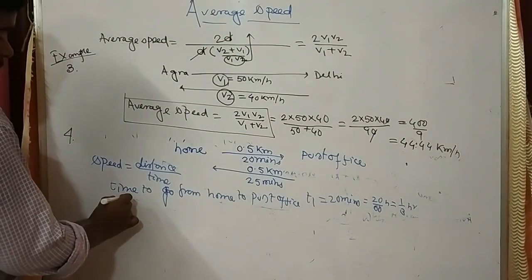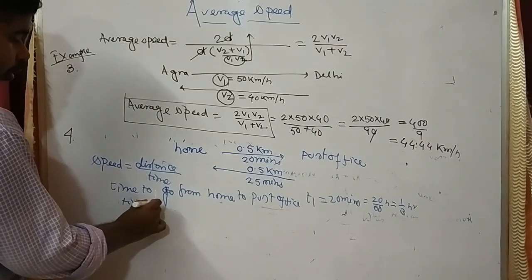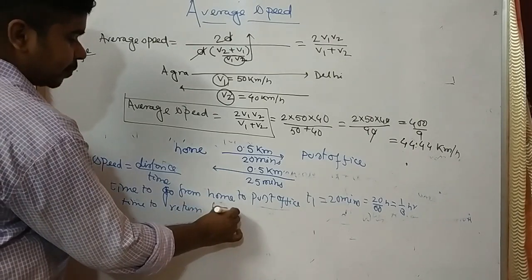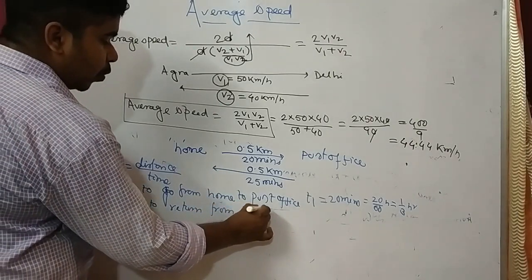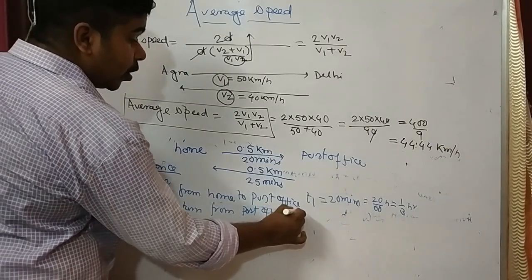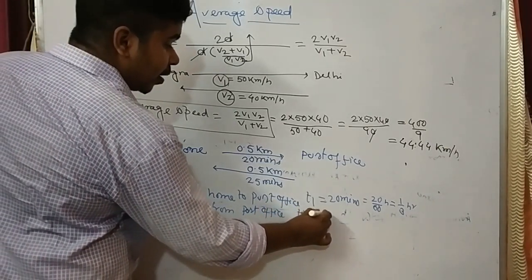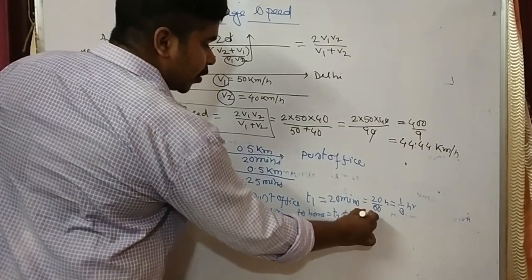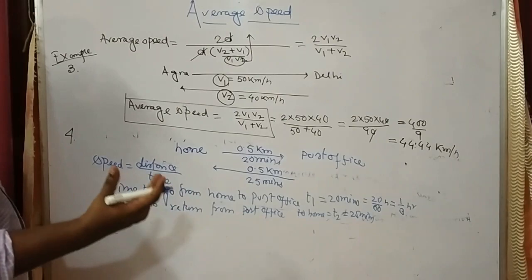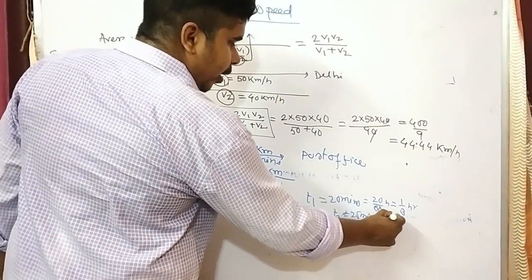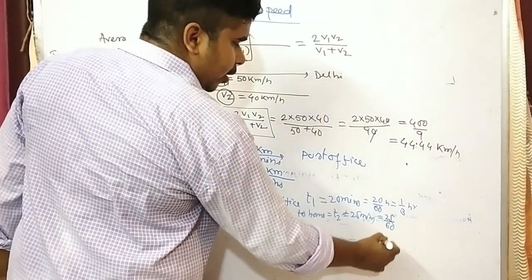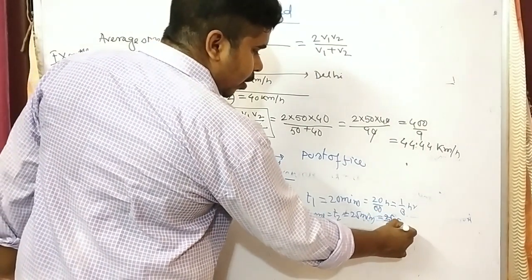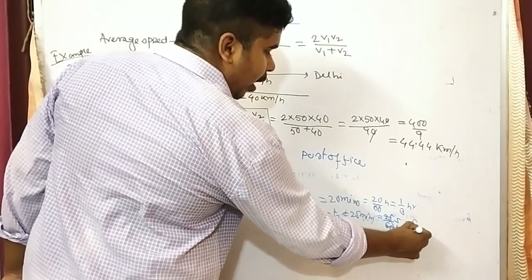Achha, the time to return from post office to home, that we have to take as T2. What is the time? 25 minutes. Achha, 25 minutes also we have to convert into hours. So it is 25 by 60. So let's divide it by 5. 5 fives are 25, 5 twelves are 60. So it is 5 by 12 hour.